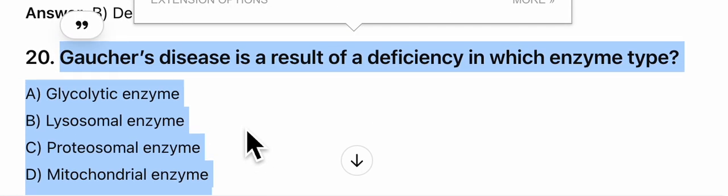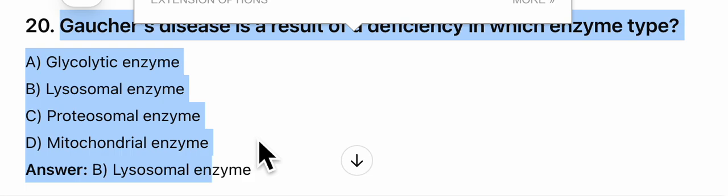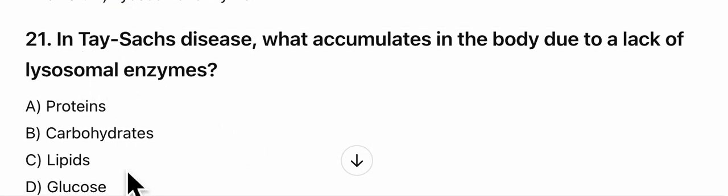Gaucher's disease is a result of a deficiency in which enzyme type? A. Glycolytic enzyme. B. Lysosomal enzyme. C. Proteasomal enzyme. D. Mitochondrial enzyme. Answer: B. Lysosomal.